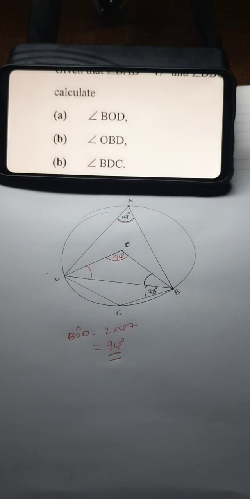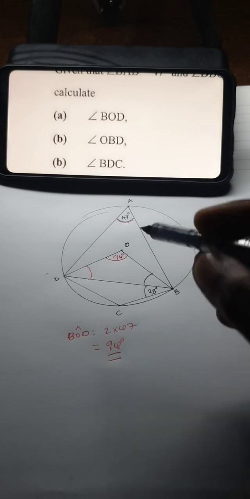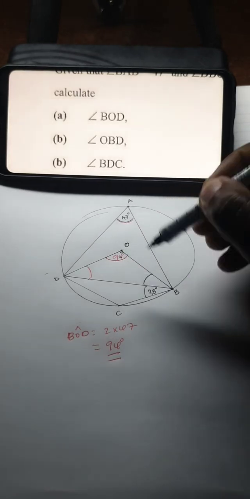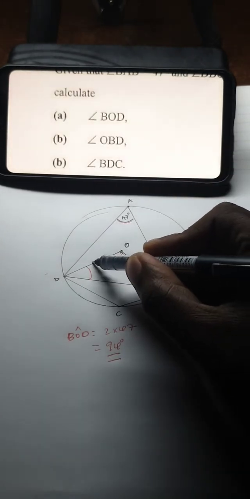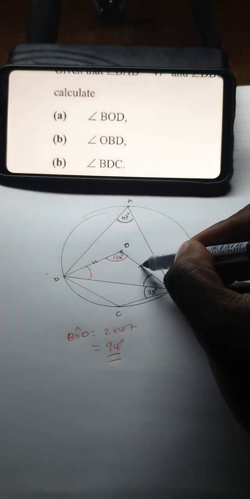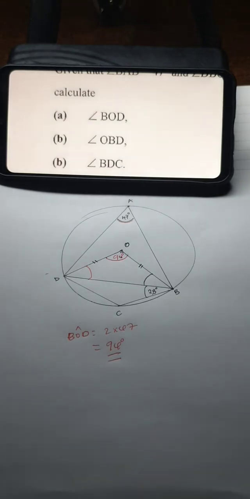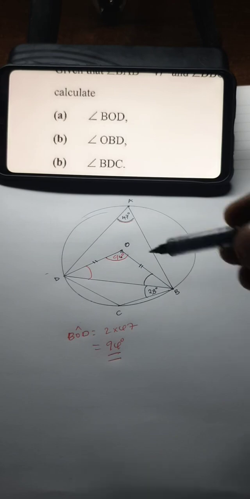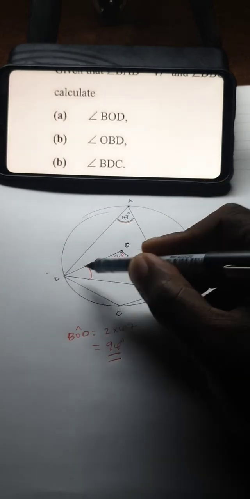Ladies and gentlemen, this is radius, and that is also radius, meaning this length is equal to that length. How many are agreeing with me? This length and that length.